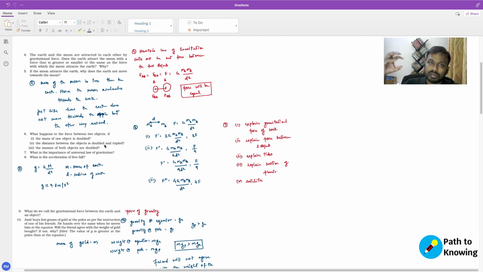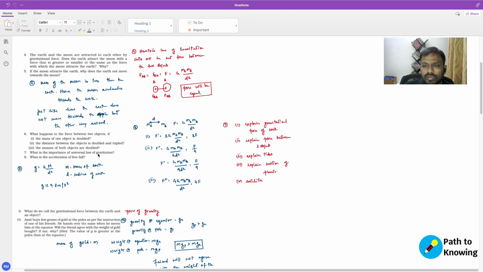Right. So what happens when it is tripled? When the distance is even further separated, then it becomes 1/9 of the original force if you apply the same logic. What happens when the mass of both the objects are doubled? So when both the objects are doubled, then ma becomes 2ma, mb becomes 2mb, and your new force becomes 4 times the original force, right? Because the masses of the objects are directly proportional to the force, so it increases.